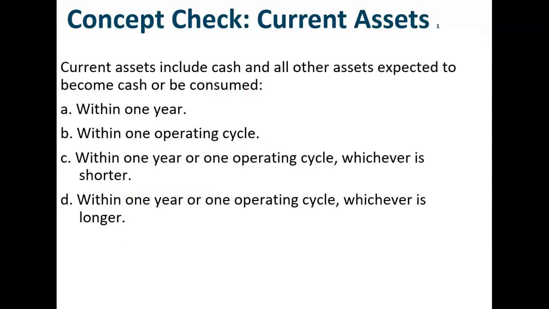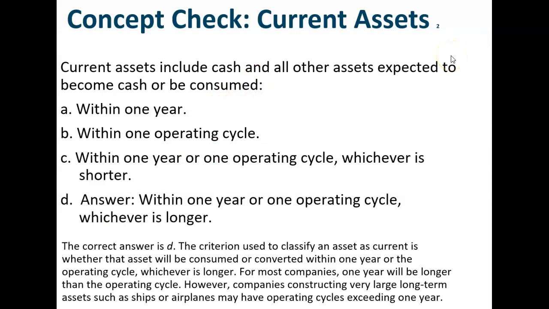The correct answer is D. The criterion used to classify an asset as current is whether the asset will be consumed or converted to cash within a 1-year period of time or the operating cycle, whichever is longer. For most companies, 1 year will be longer than the operating cycle. However, companies constructing very large assets, such as ships or airplanes, may have operating cycles exceeding 1 year.